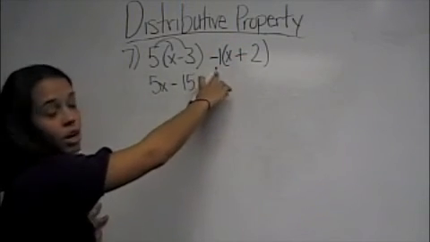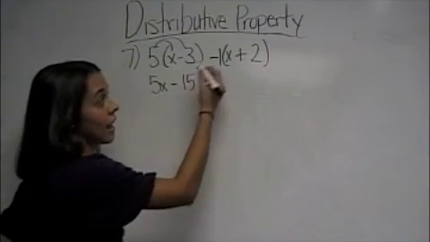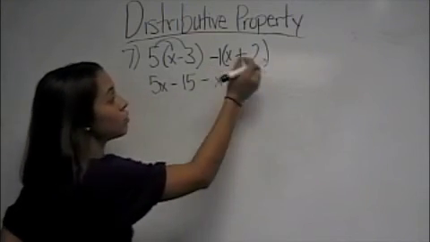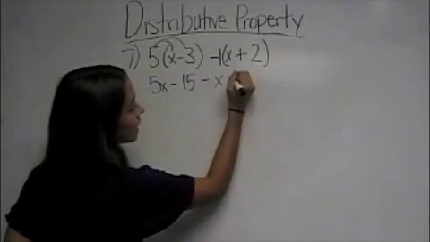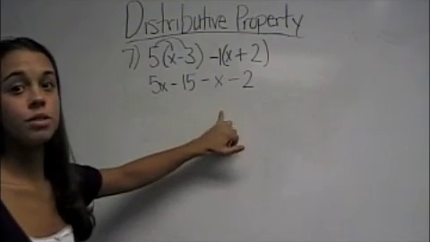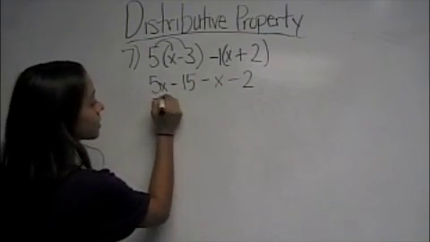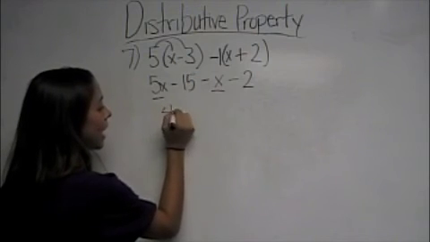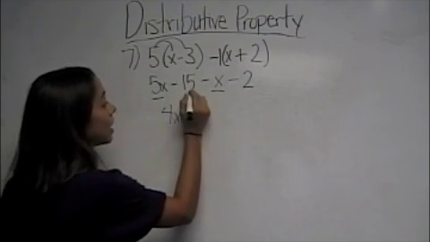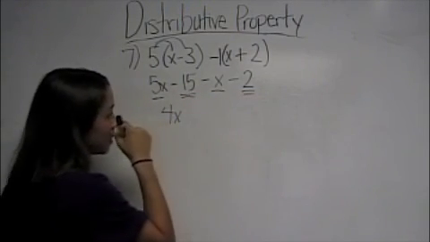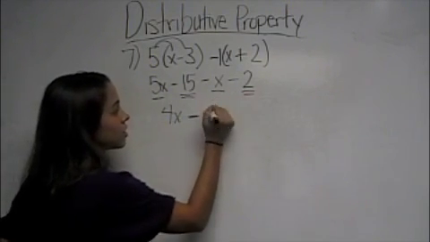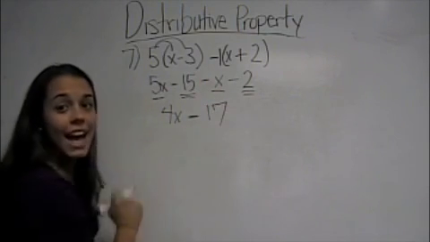So let's take that negative 1 and distribute it inside our parentheses. Negative 1 times x is negative 1x, or just negative x. Negative 1 times a positive 2 is negative 2. Now we're going to simplify by combining our like terms. 5x minus x will give us 4x. Remember, this is an understood 1, so we really have 5x minus 1x. Now let's combine negative 15 and negative 2. A negative plus a negative is still a negative, and 15 plus 2 is 17. And that is our final answer.